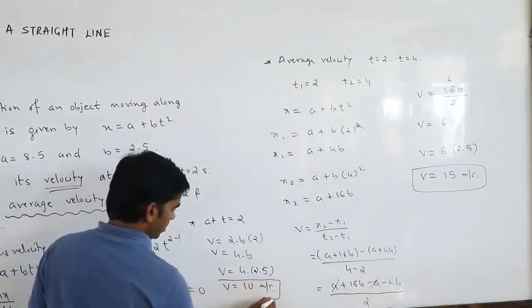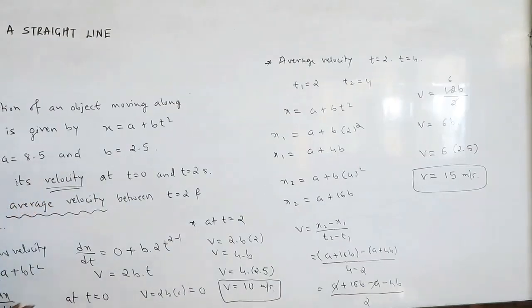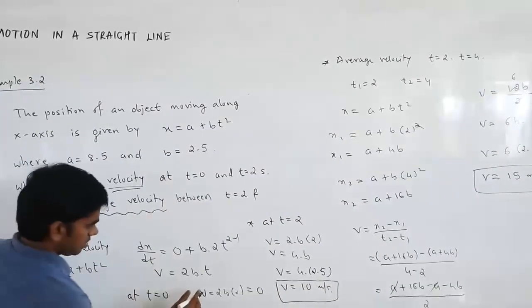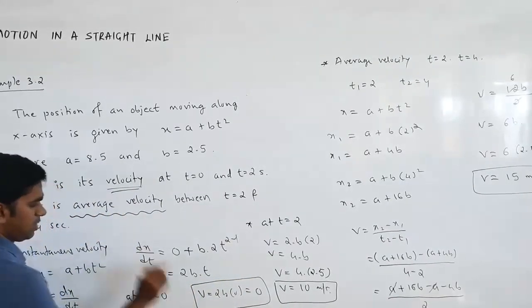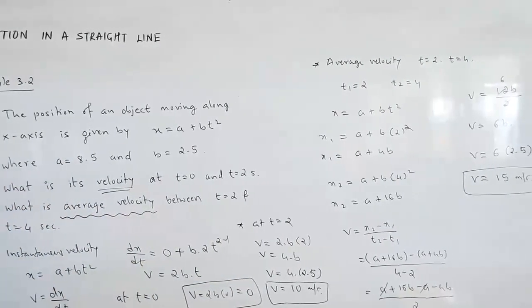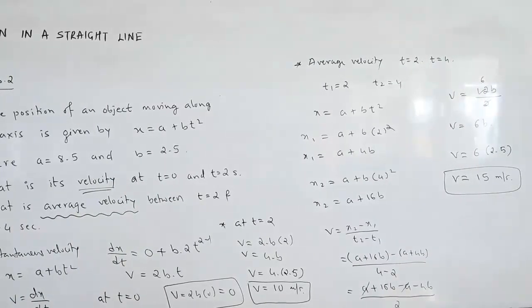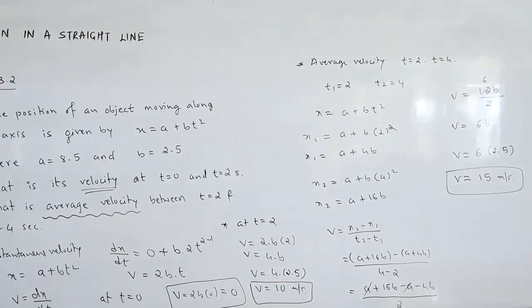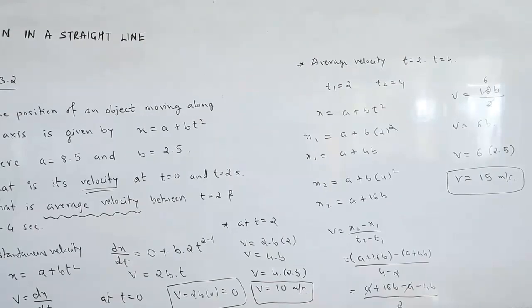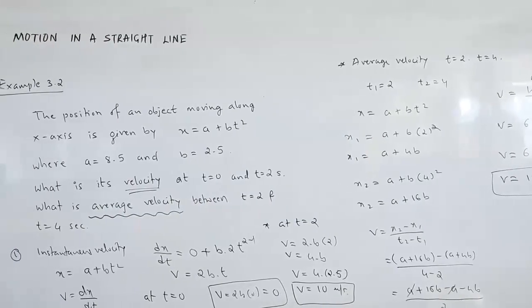This is the instantaneous velocity at t equals 2 seconds, and this is the instantaneous velocity at t equals 0. So this is how you can solve the problems. This problem is there in your NCERT book, page number 45, example number 3.2. The answer they got is also 15 meter per second. So practice these kinds of problems.